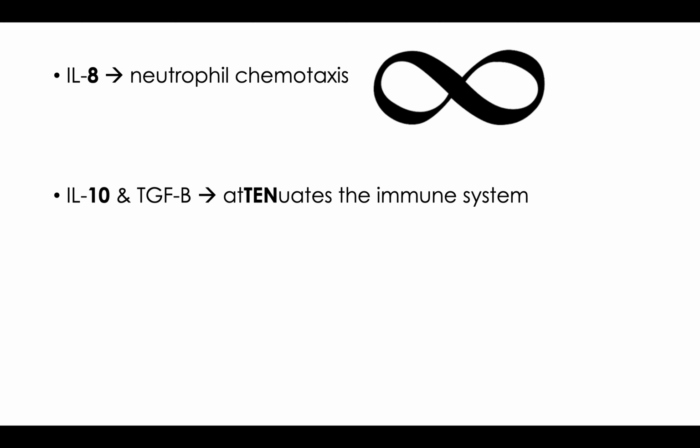IL-10 and TGF-beta help attenuate the immune system, and so if you have an autoimmune disorder, it could be because of interleukin-10, so that attenuates the immune system.